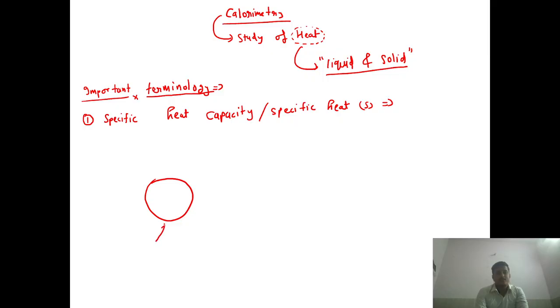If this is our substance, and we supply heat, delta Q, to this substance having mass m, and the temperature changes from T to T plus delta T, then specific heat is defined as heat given divided by mass multiplied by change in temperature. It is also written mathematically like this.